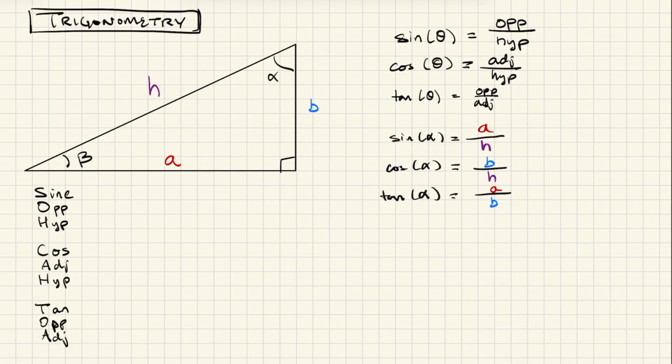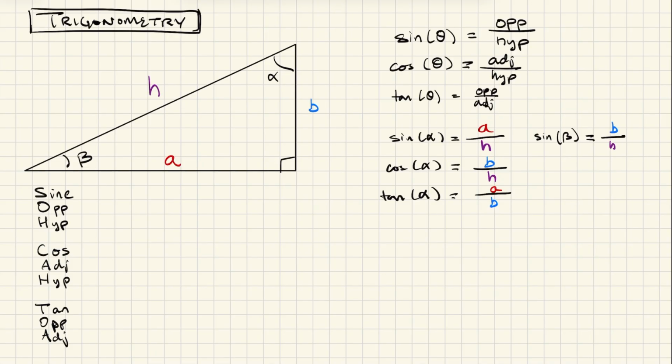If I do the same for beta, we'll see that we get slightly different answers because beta is a different angle, right? And so the opposite and the adjacent sides are now different sides. So specifically, if we take a look at this angle beta in the bottom left of this triangle, it's still the ratio of the side opposite to beta with the hypotenuse. But now the side opposite to beta isn't A like it was before. It's now going to be B, right?